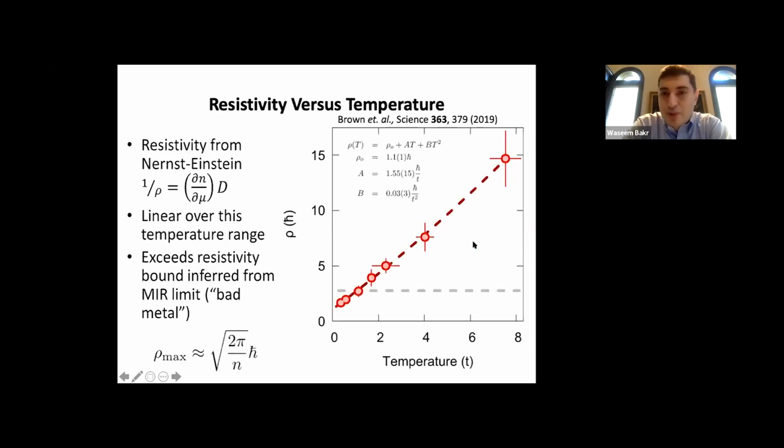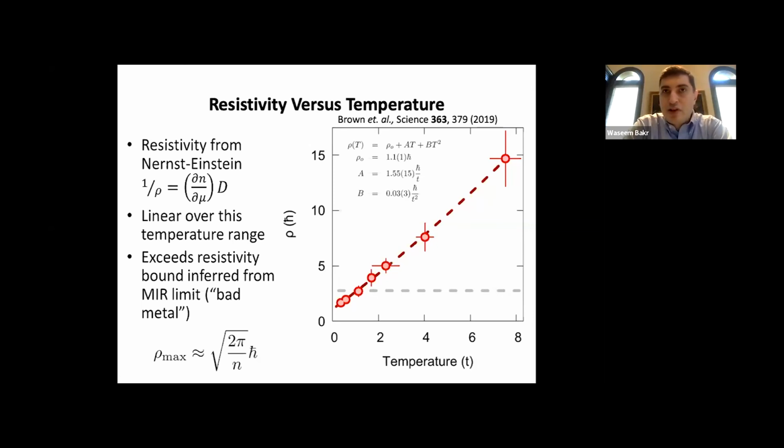Now the surprising part comes when you multiply these two things, get the conductivity, take the inverse to get the resistivity, and you see it's a beautiful straight line. That's indeed what you observe in the cuprates and all these other strongly correlated materials. Here we're reproducing it in this Hubbard model. So we find that the Hubbard model indeed has a strange metal phase. And it also does violate the MIR limit, which is this dashed line here.